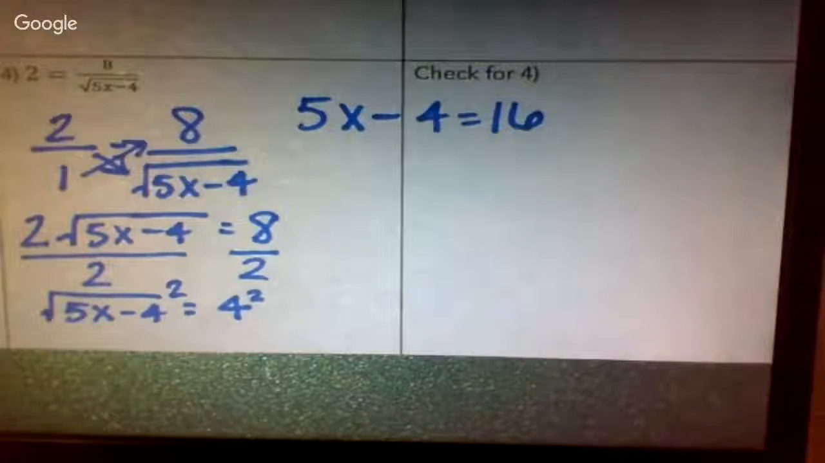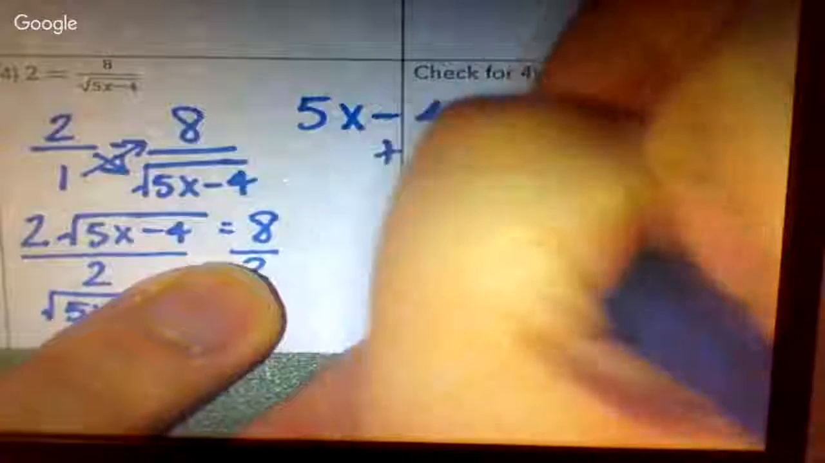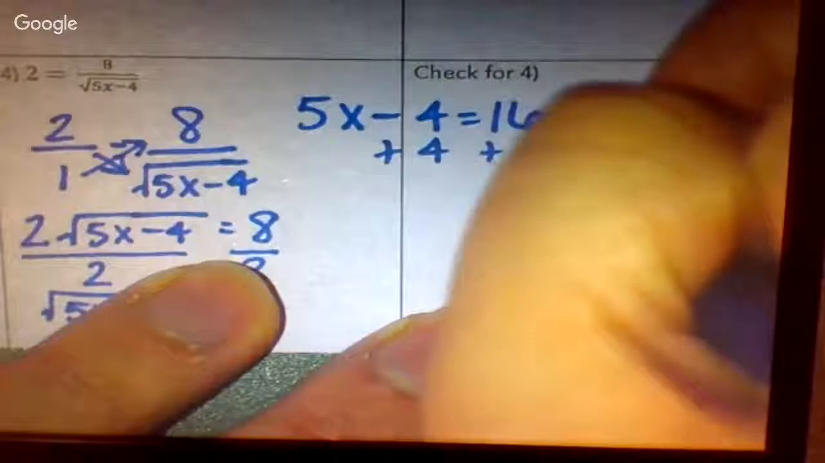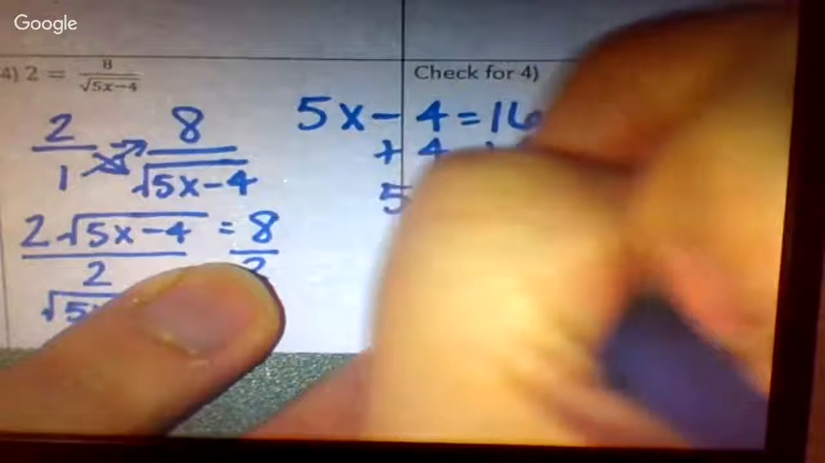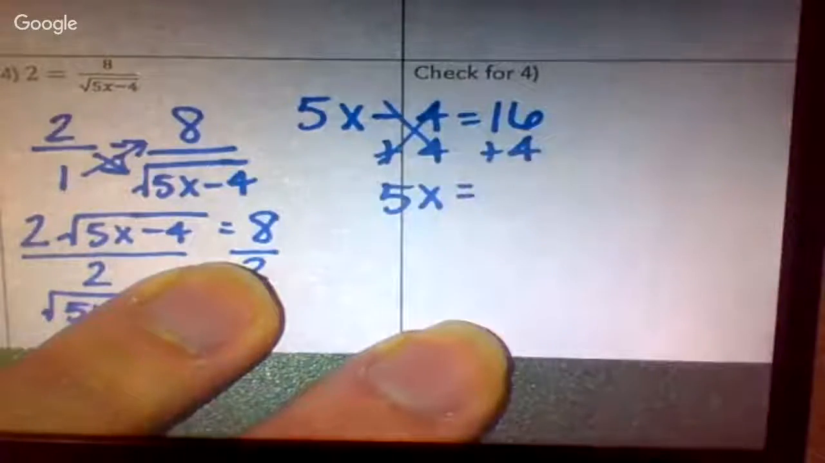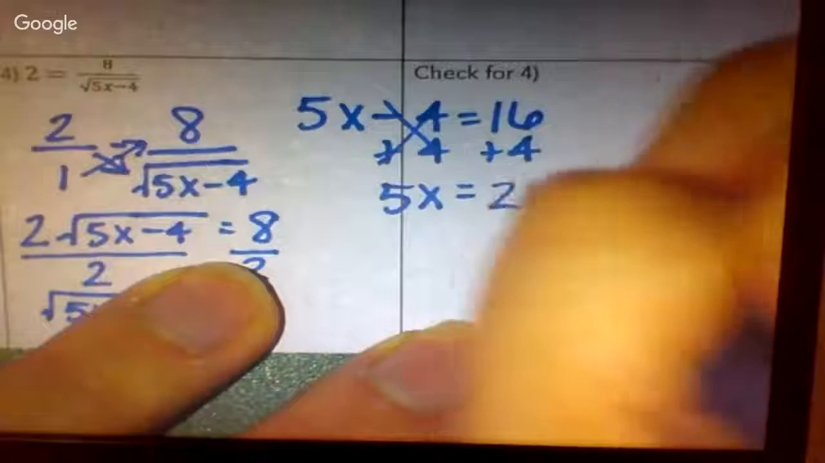Okay. What do I do next? I need to get x by itself. What do I get rid of first? The 4. By doing what? Adding. It's already subtracted, so I add. Okay. So I end up with 5x equals 20.